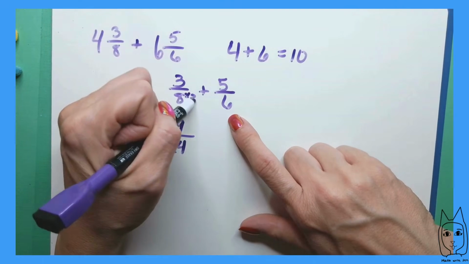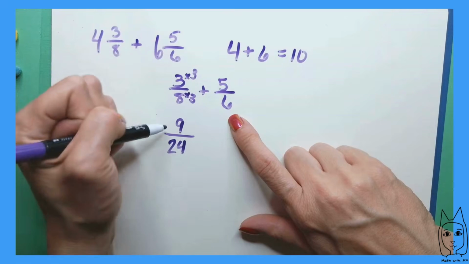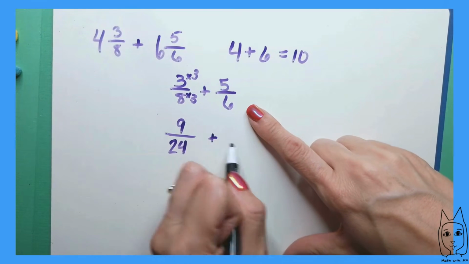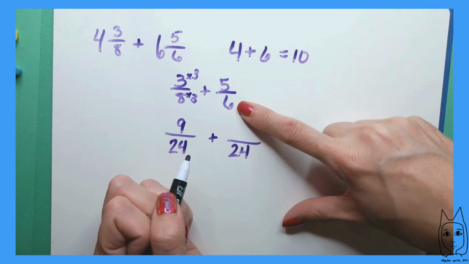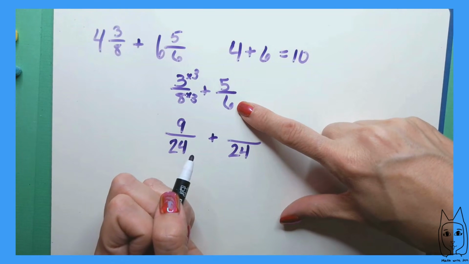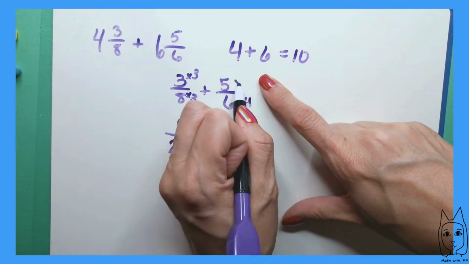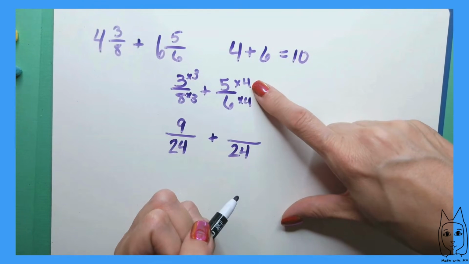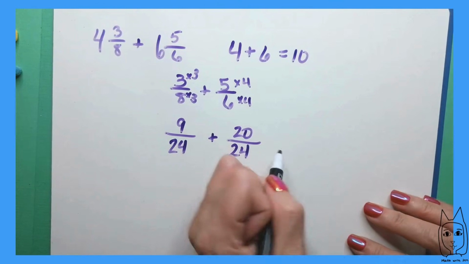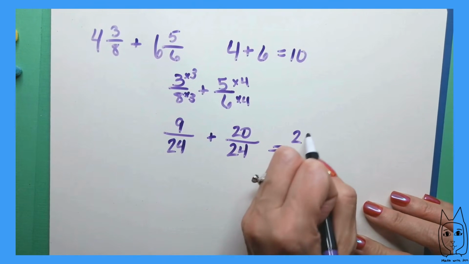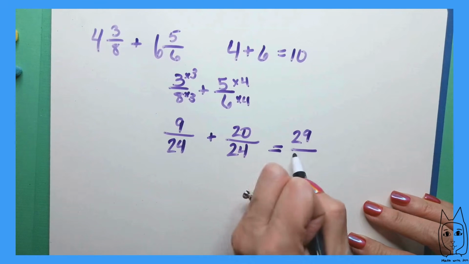So 8 times 3 is 24. 3 times 3 is the 9. I'm going to turn this one into 24 equal parts. So each of these 6 pieces, I'm dividing it into 4 equal parts. So that's 6 times 4. That means each of these parts are now going to be 4 equal parts. So that's going to be 20. Then I add these two together. I get 29 over 24.